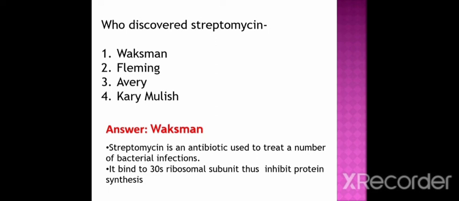Who discovered streptomycin? Option 1 Waksman. Option 2 Fleming. Option 3 Avery. And option 4 Kary Mullis. And the correct option is Waksman. Streptomycin is an antibiotic used to treat a number of bacterial infections. The mode of action is that it binds to the 30S ribosomal subunit, thus inhibiting protein synthesis.